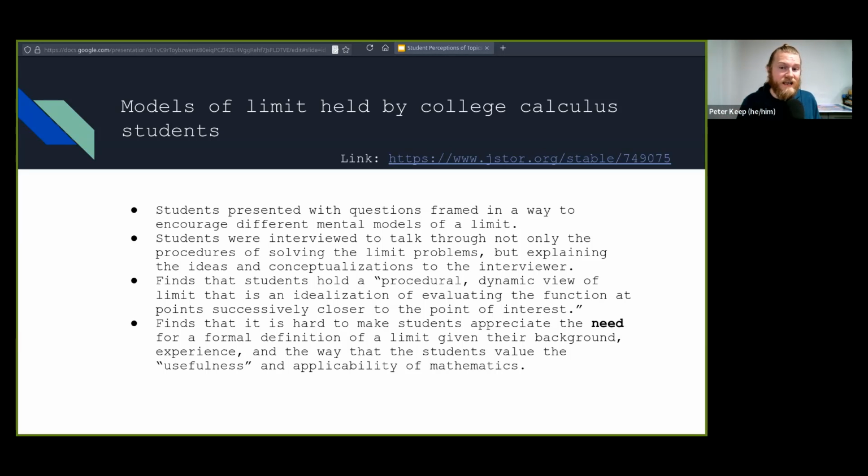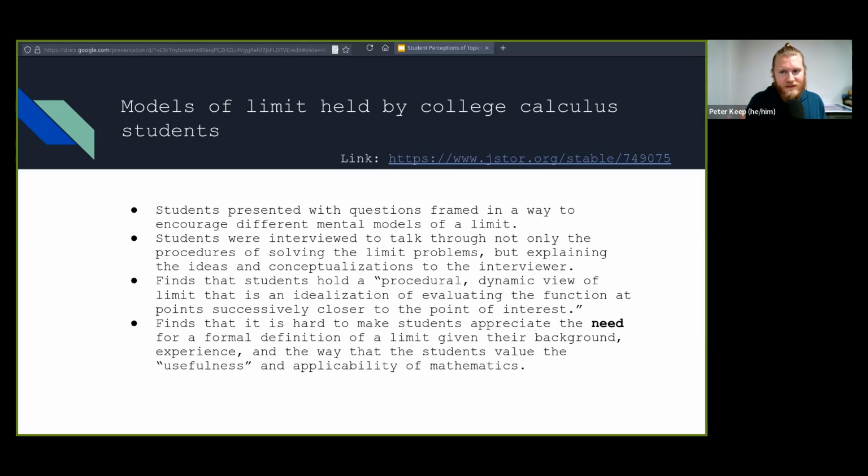And because of that, it was really hard to get to a more formal or precise definition of limits, whether it's the epsilon-delta, analysis-centric definition, or maybe something a little bit more topological with open sets. It was hard to have students motivated to need that kind of thinking.